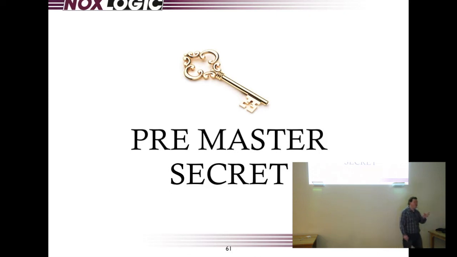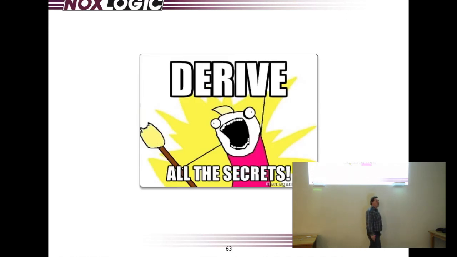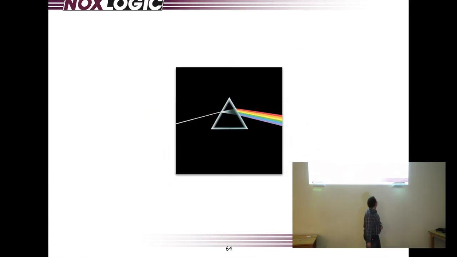If we can decrypt that pre-master secret somehow, we can deduce all the other information, all the client keys. So what if somebody, and with somebody I mean the NSA, those people, gets hold of the site's private key? They can derive all the secrets, just like I did. And we just recently figured out that the NSA, in this case, are evil bastards.